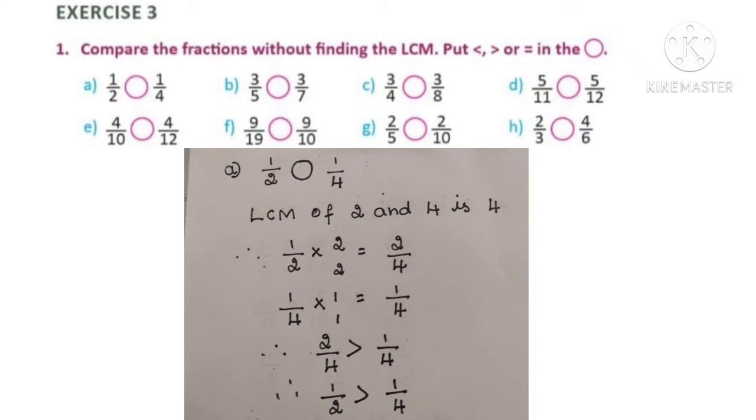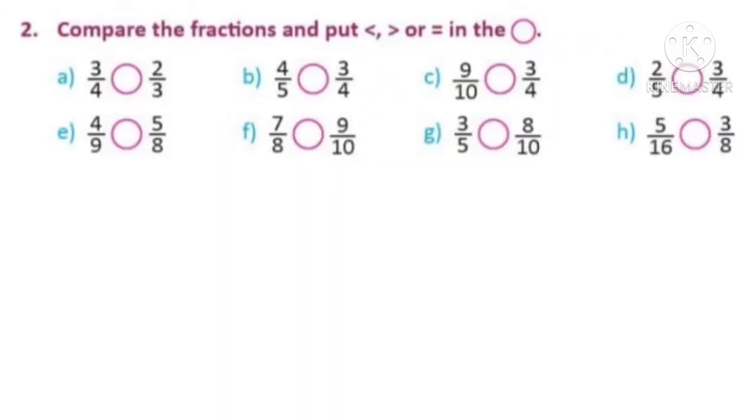Dear students, which is greater, 2 by 4 or 1 by 4? Yes, you are right. 2 by 4 is greater than 1 by 4. 2 by 4 is nothing but 1 by 2. Therefore, 1 by 2 is greater than 1 by 4. Second sum, compare the fractions and put less than, greater than or equal in the circle.